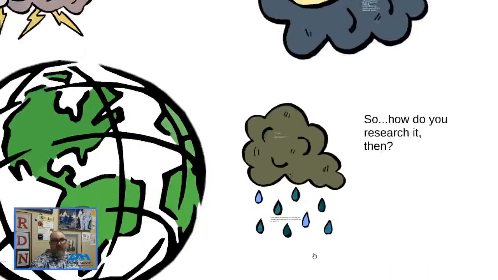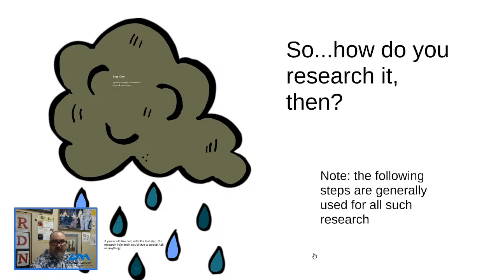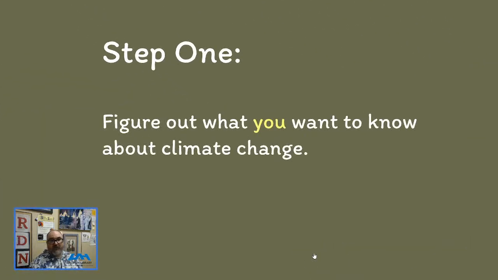So, how do you research it then, with it being climate change? And we break it down into steps, all right? And these steps are basically the same sort of steps that you might use for any kind of research, really. Step one, you figure out what you want to know about climate change. Now, the you in this situation could be you as a student for a class, it could be you as a researcher for tenure, it could be you as a person who's just curious.